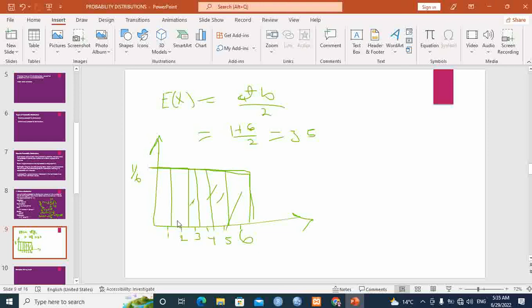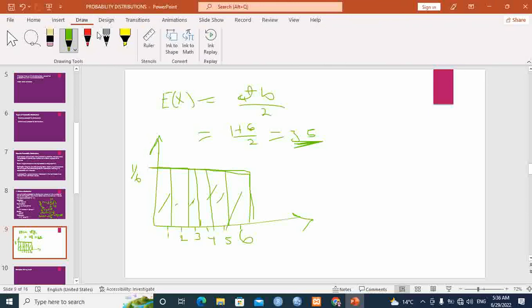Alright, and when you look for the expected value, you get 3.5, so perhaps something like this. So this is what they mean by 3.5 as the mean. It is just the middle point of the distribution, and 3.5 itself is not an outcome here, so it won't be very informative.